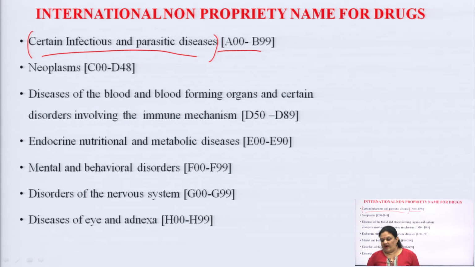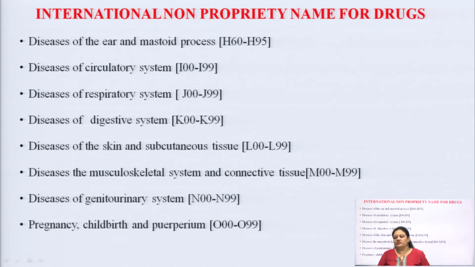Next is the disease of eye and adnexa. So, adnexa, students, is the area, we can say the layer of uterus which will connect the fallopian tube and the ovum. Okay. This is the area of the uterus. So, disease associated with the eye and the adnexa is considered to be H00 to H59 according to ICD 10 and 11 classification of disease. Next is the disease of ear and the mastoid process.